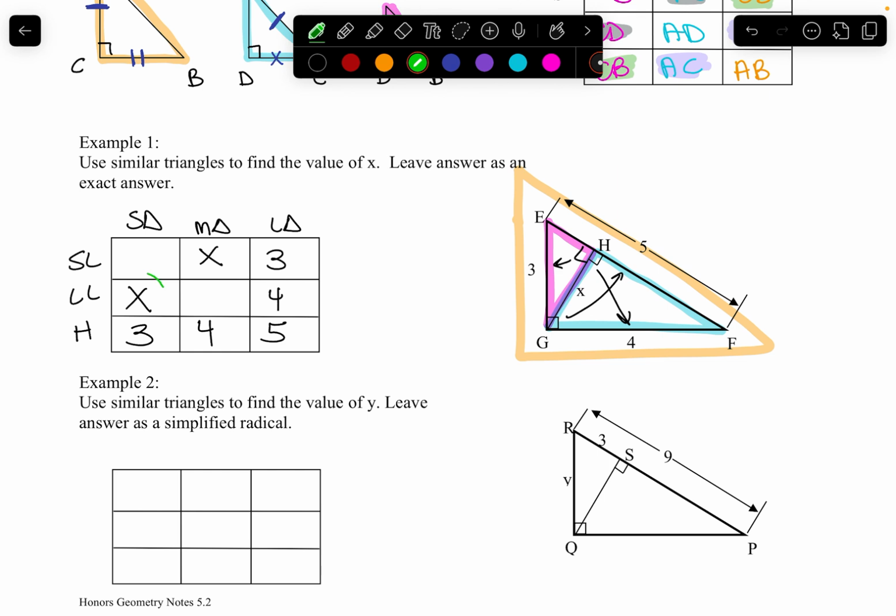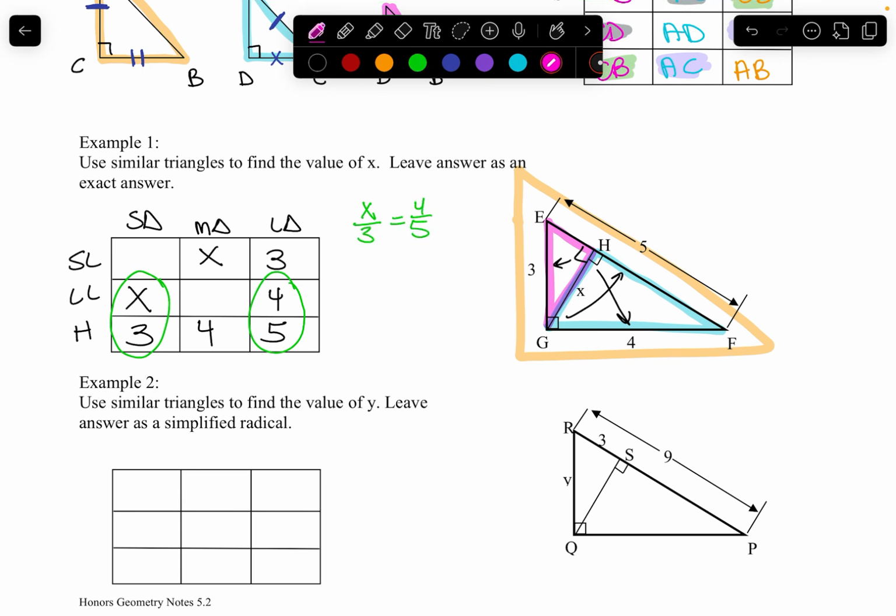So notice that my small triangle includes both the long leg and the hypotenuse. My medium triangle does not include the long leg and the hypotenuse. It includes the short leg and the hypotenuse. So I can't use the long leg and hypotenuse of the small triangle with the short leg and the hypotenuse of the medium triangle. But if you look at your large triangle, the large triangle also has the same two parts. It has the long leg and the hypotenuse. So I can go ahead and set up my proportion like this.